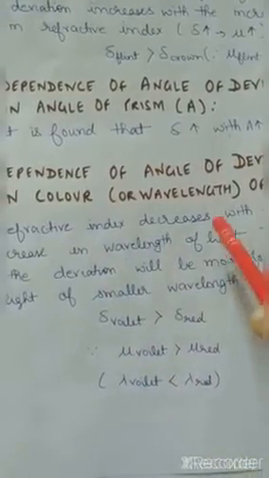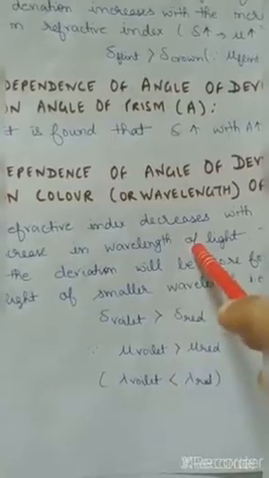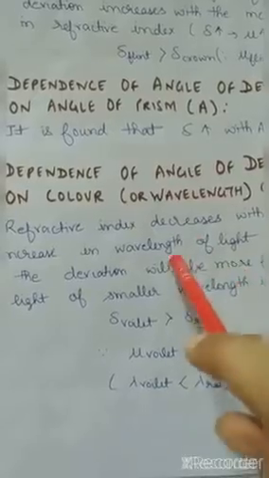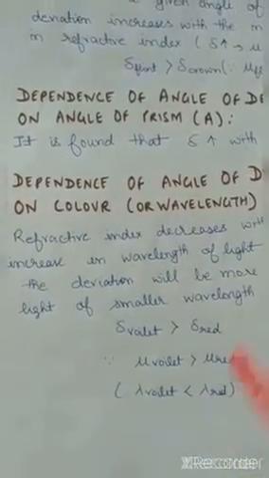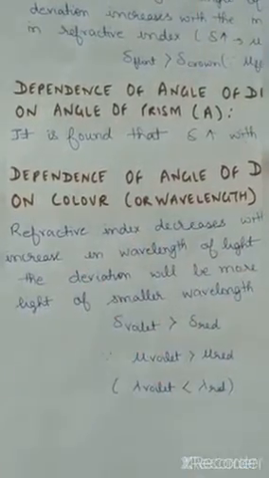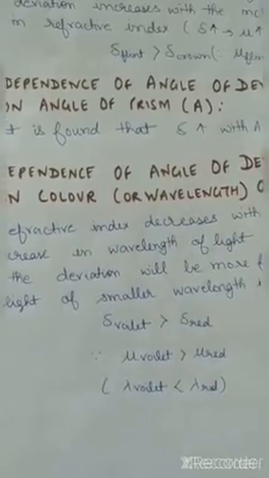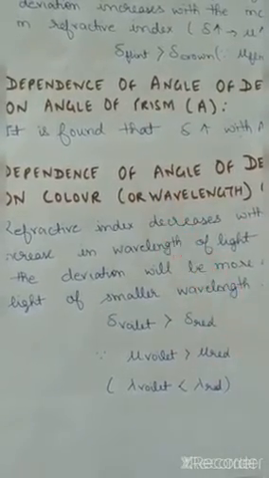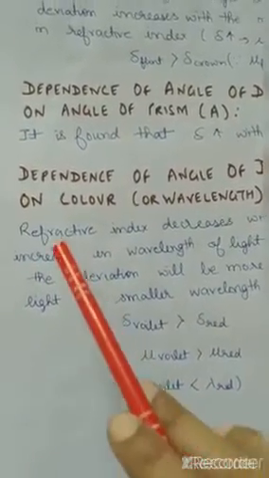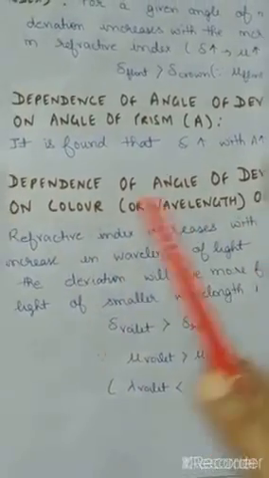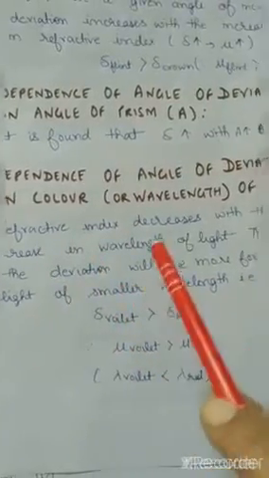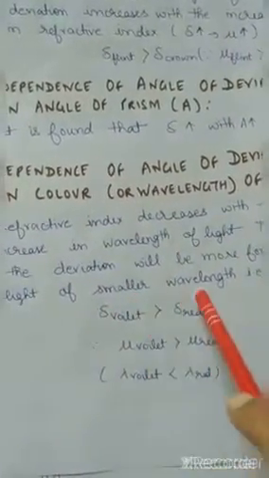We had discussed that red color will have the maximum wavelength, so it will have the minimum refractive index. Violet will have the minimum wavelength, so it will have the maximum refractive index. Now since refractive index and deviation have a direct relation, when refractive index increases, the deviation will increase, and the refractive index increases when the wavelength decreases. Clear? Keep in mind that refractive index decreases with the increase in wavelength of light. I hope till now you remember this. Now the deviation will be more for the light of smaller wavelength.